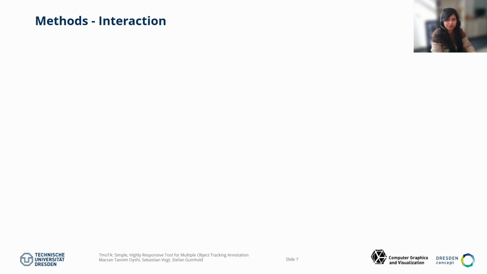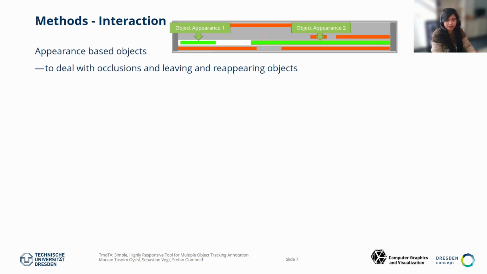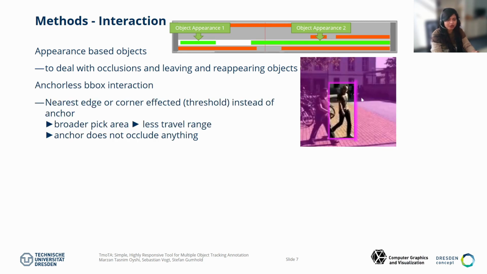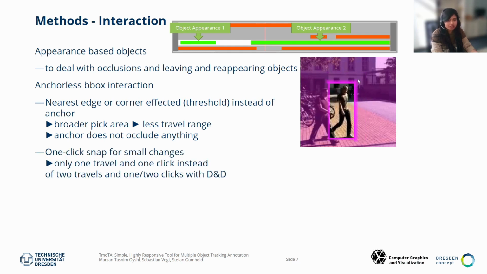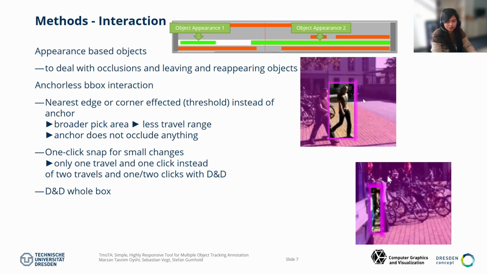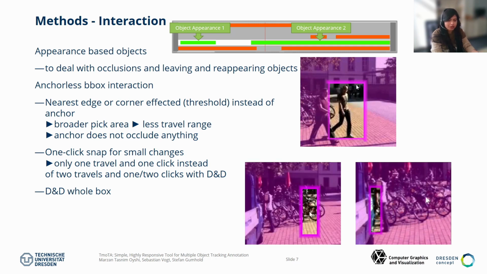As part of interaction, we focus on appearance-based objects, where objects are divided into appearances to deal with occlusion and reappearances. We use anchorless bounding box interaction to have a broader pick area with less traveling range. Small changes can be done with a single click. It is possible to adjust the bounding boxes in three different ways. The user can drag and drop the edge or the corner, drag and drop the nearest edge or corner, or simply drag and drop the whole box.